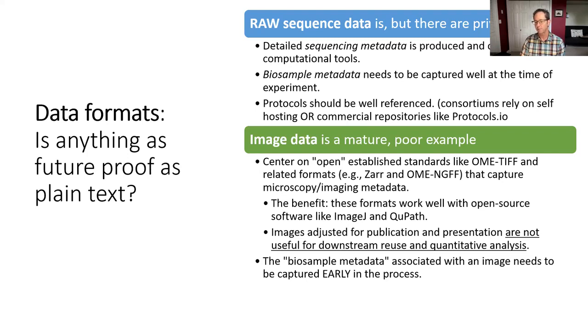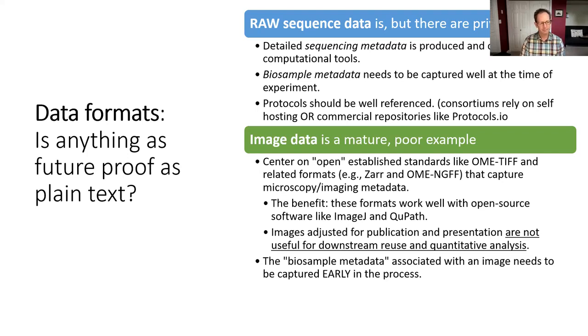Image data is more tough. There are so many different image formats that one thing that can happen is that they drift and they're locked into whether you're Zeiss or you're Olympus or whatever. But standardizing your data on a common format means that people who use open source software like ImageJ and QuPath can benefit. And the biosample metadata that accompanies the technical metadata needs to be captured.